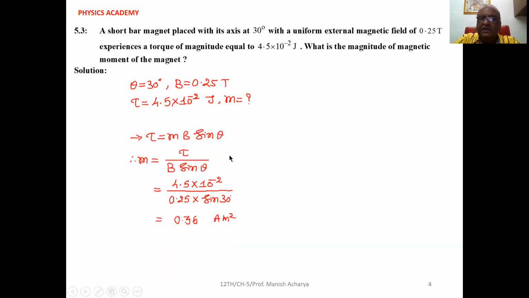Now, very simple. Torque acting on the magnetic moment placed in the uniform magnetic field B, we derived the equation in the theory, that is tau equal to mB sine theta. So m equal to tau upon B sine theta. Tau that is given to you 4.5 into 10 raised to minus 2. B that is given to you 0.25. Theta that is 30. So sine 30. Now solve this one. You will get the answer 0.35 ampere meter square. Clear?